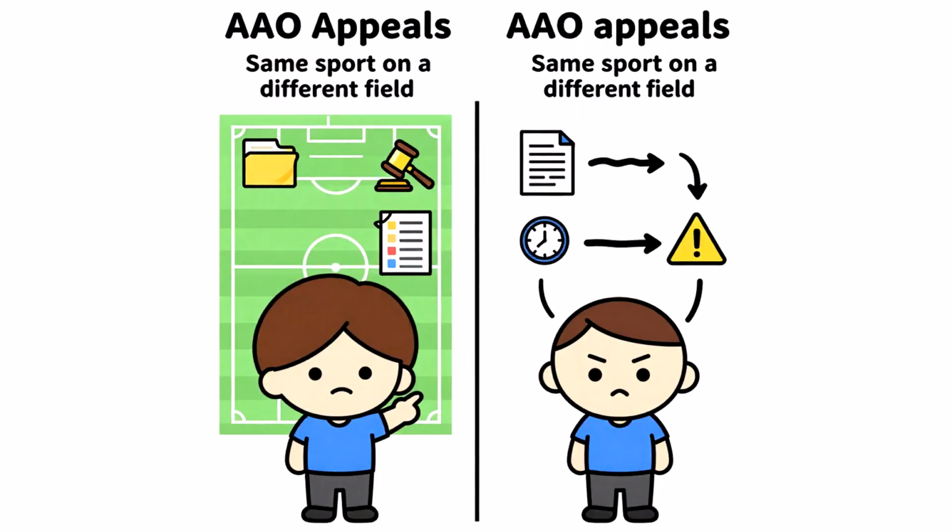For AAO appeals, which usually deal with things like visa petitions, the approach is similar, but the agency and forms are different. Think of it as the same sport played on a different field. You still need to show legal or factual error, but you are following AAO-specific procedures and deadlines instead of BIA ones.